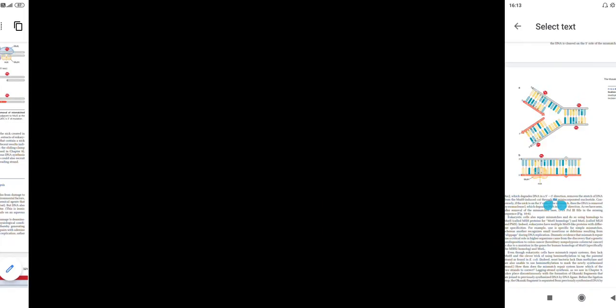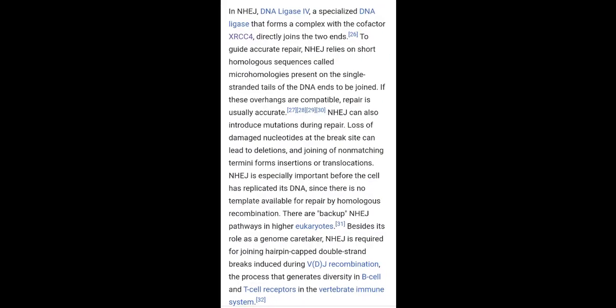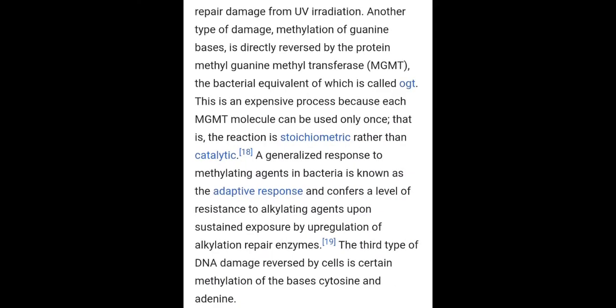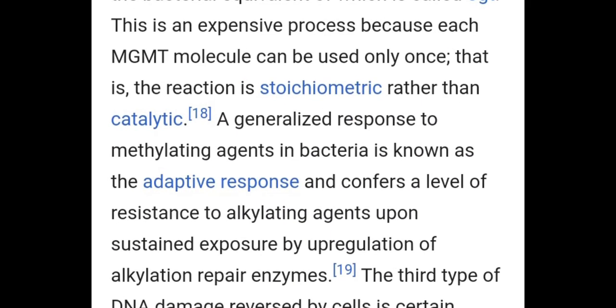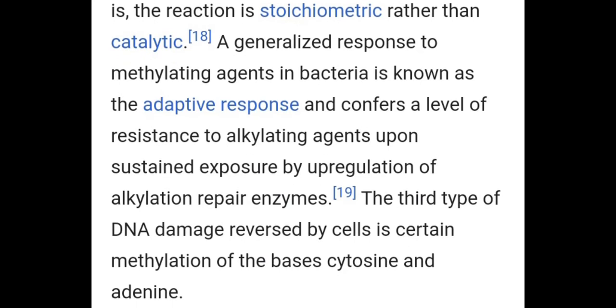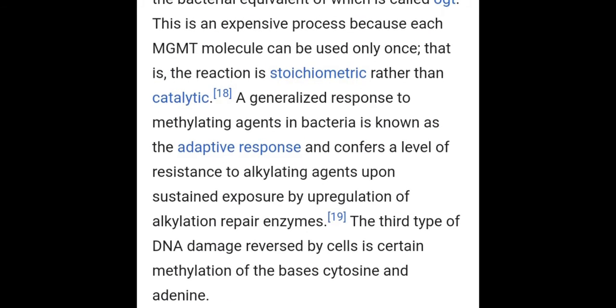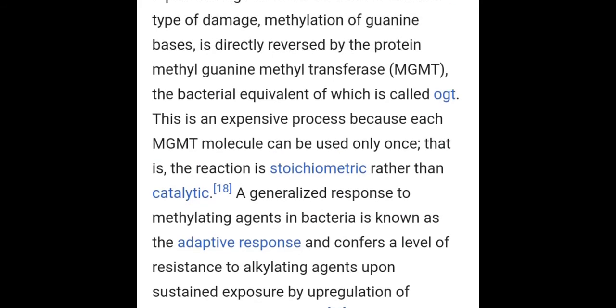So this was about the direct reversal. The direct reversal can be done in various ways, by the help of the photoreactivation repair system, and by the methyl transferase enzyme, which looks like OGT, in case of bacteria.